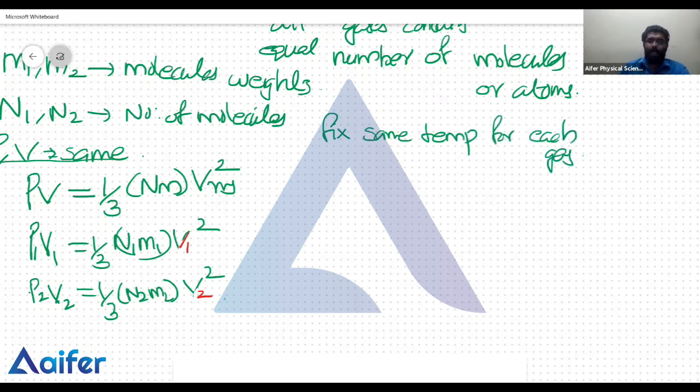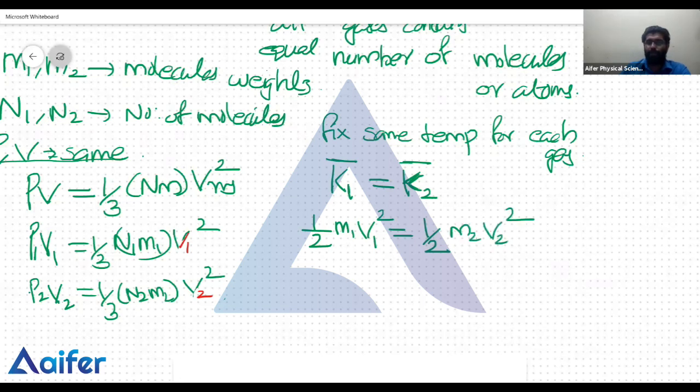Okay. Then if you fix the same temperature, what happened? Average kinetic energy of the molecule will become same. That is, kinetic energy average for the first molecule will be same as kinetic energy average for the second molecule. Okay. So which means half M1 V1 (V RMS) square will be equal to half M2 V2 square. From here you get M1 V1 square equal to M2 V2 square.